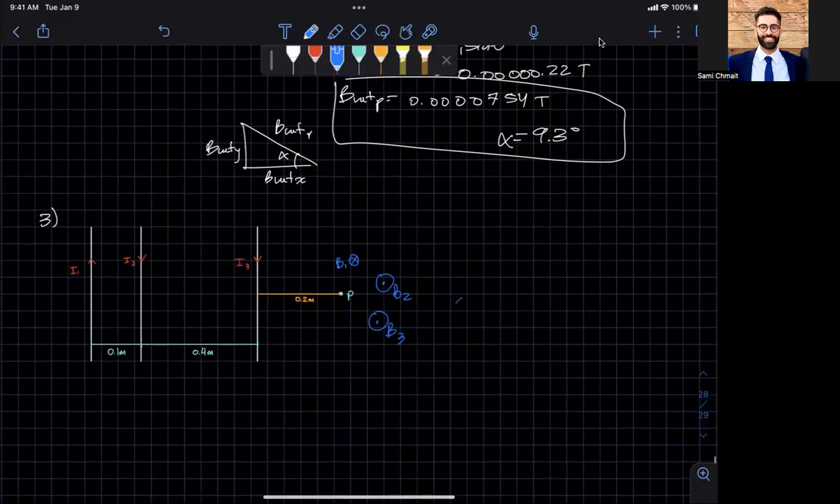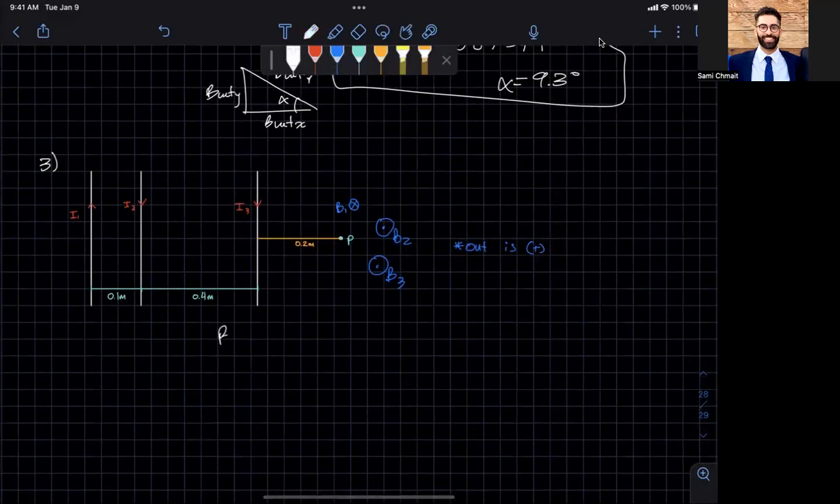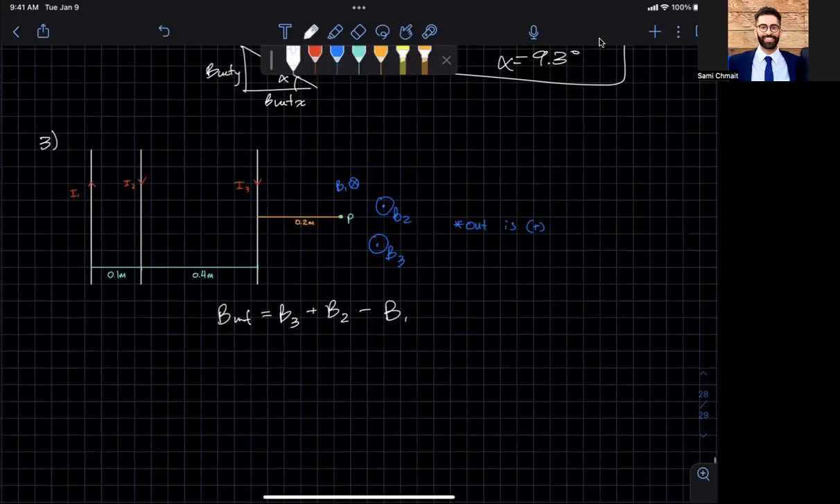So I'll write, I don't know, out is positive. Okay. So then we write our B net equation, and in this case, they're all pointing within the same axis. So what we call out or in, we can just find the sum of each one. We have B3 pointing in the positive direction. We have B2 pointing in the positive direction. We have B1 going into the page, so therefore it's negative.